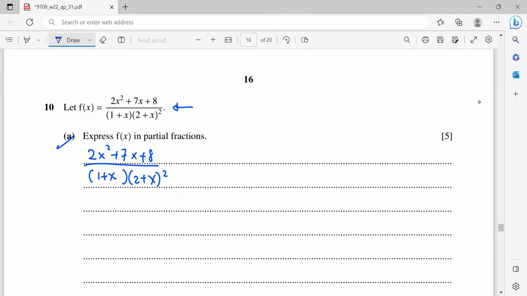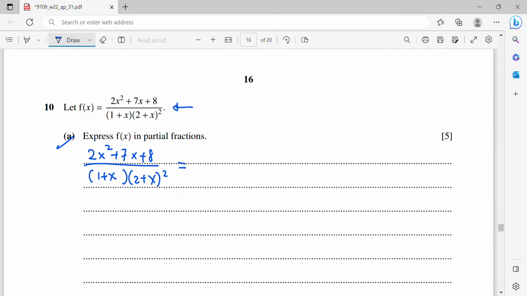Now, when you look at the degree, the highest degree of x in the numerator is 2. But when you do expansion for the denominator, it is 3. So hence, you are given a proper rational function. For all proper rational functions, we can get the partial fractions.